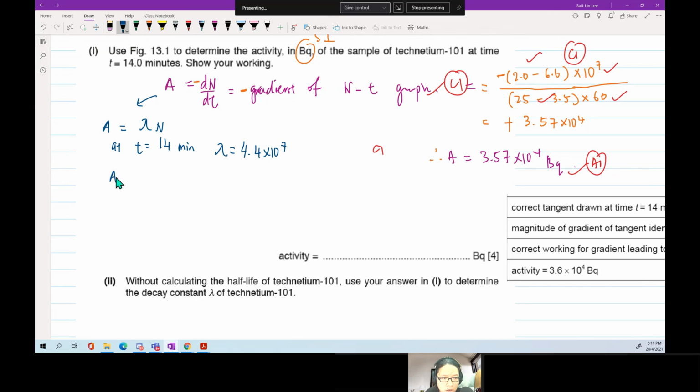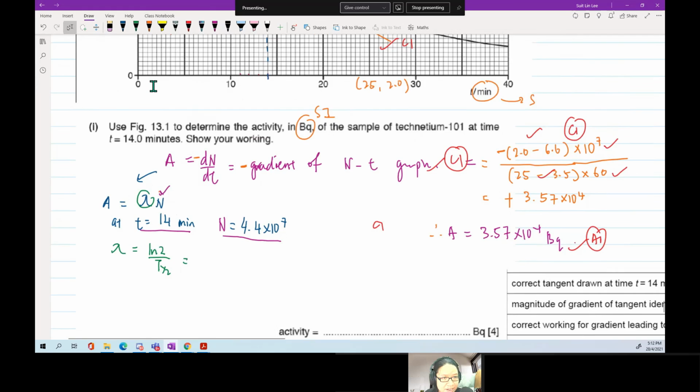Can we find lambda? We need to find lambda, right? So think about substituting. Hey, wait, this is not lambda, sorry. This is N from the graph. It's time to stop now, beginning to make mistakes. So this N is 4.4 times 10 to the power of 7 when t is 14 minutes. You can substitute N, but we need to find lambda. Find lambda first, then we can find activity. Lambda is ln 2 over half-life. We need to go and find out what half-life is.